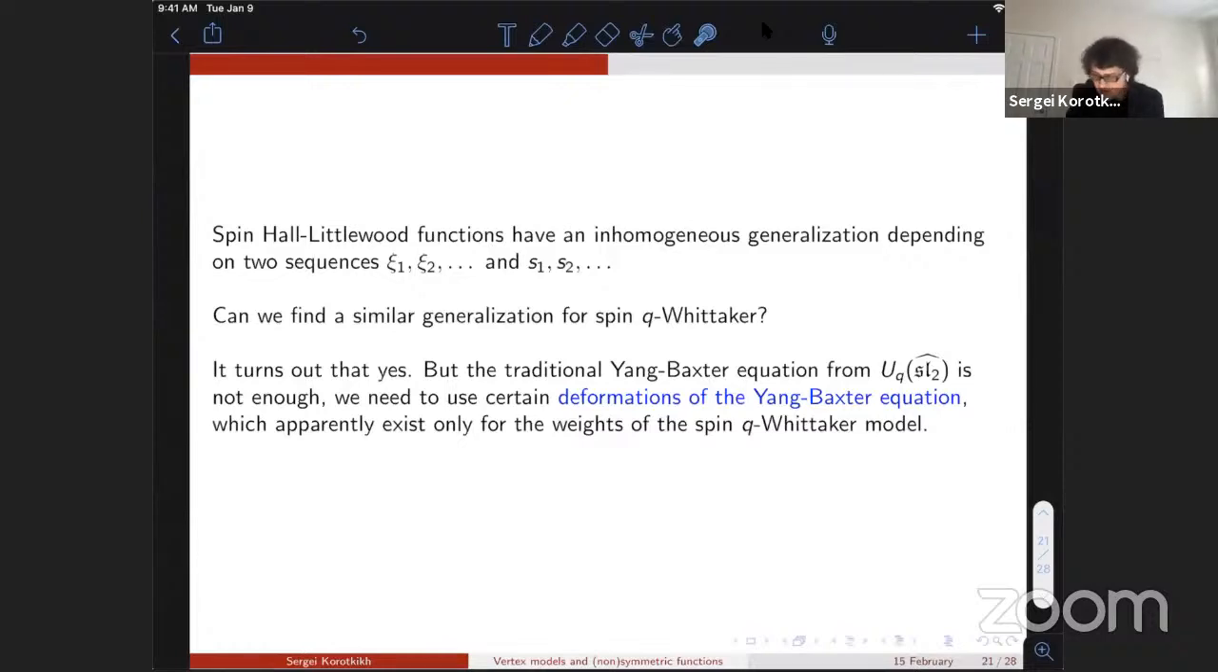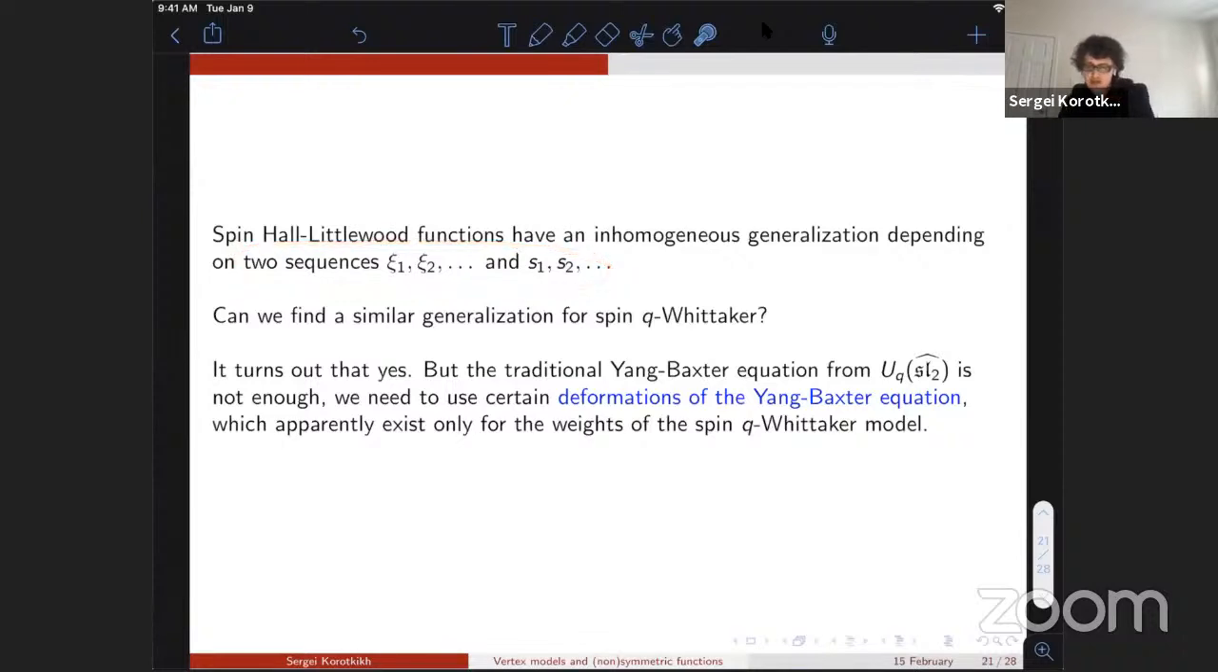a natural question to ask is if we can do something similar by adding two sequences of parameters in the second case I described, in the case of q-Whittaker functions. And the story here becomes slightly more complicated because it turns out that the traditional Yang-Baxter equations, which come from the usual three-term commutation relation between operators acting on a triple tensor product of Fock models, are not enough, and we don't know how to degenerate this Yang-Baxter equation in order to get the more general inhomogeneous model.